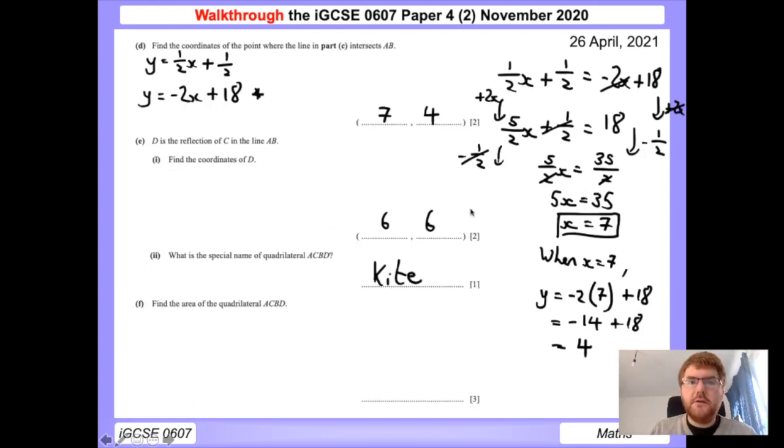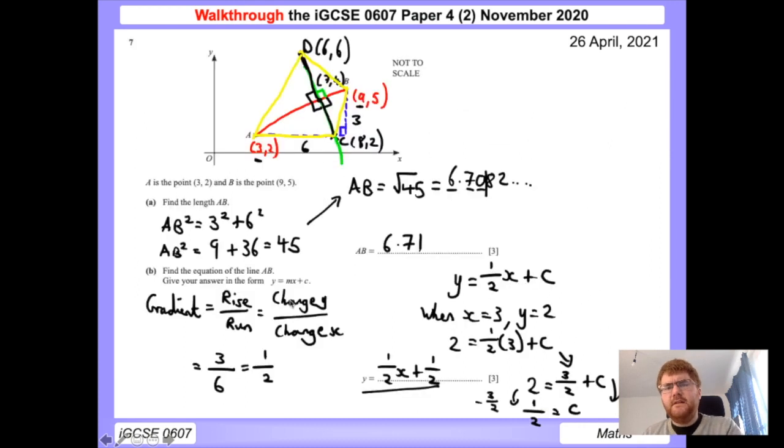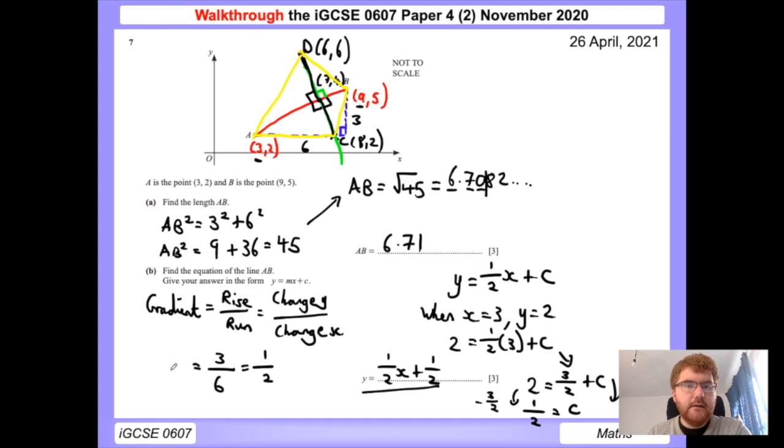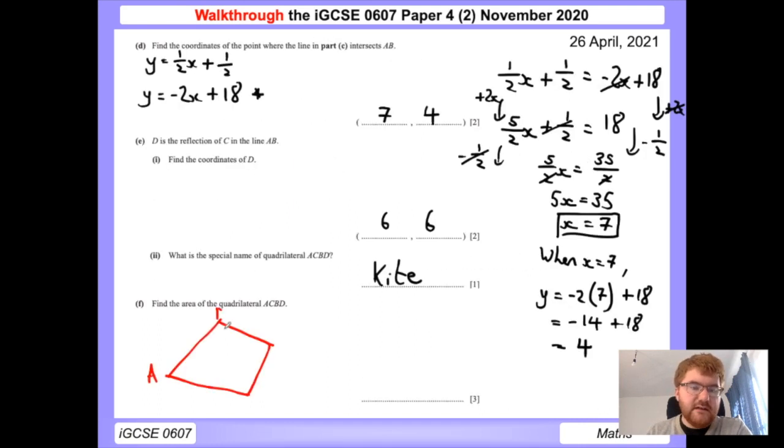Like so. Okay, and on to question F. So we need to find the area of this quadrilateral ACBD. And I did have a think about this, and I don't like the way the mark scheme does it. So what I'm going to do is draw this out again. So I'm going to draw out the rough kite that we have. I'll try and do it to decent scale. So we've got A, D, C, B.